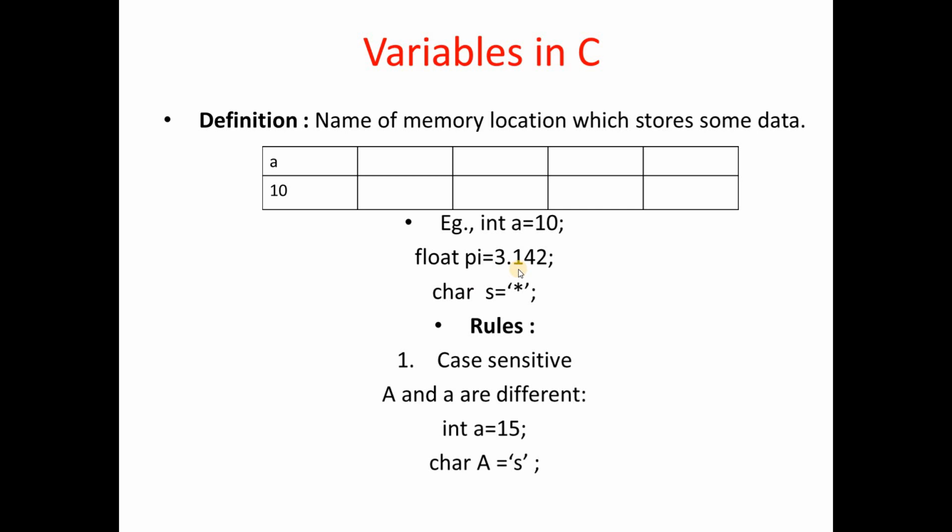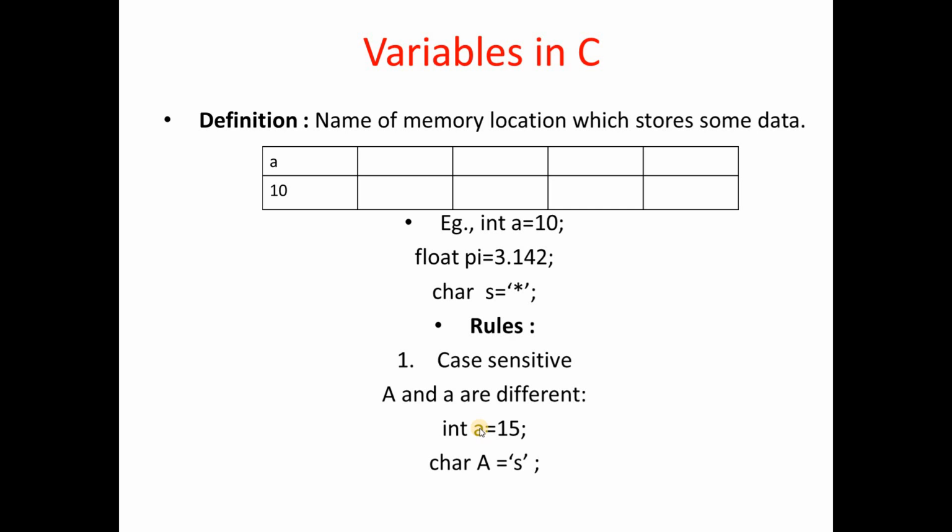I hope you understood what a variable is. Actual variable means what I explained here. Then there are some rules to define a variable. The first rule is case sensitivity. Our variables are case sensitive. What is meant by case sensitive? That means capital A and small a are different. That means capital alphabets and small alphabets are different.